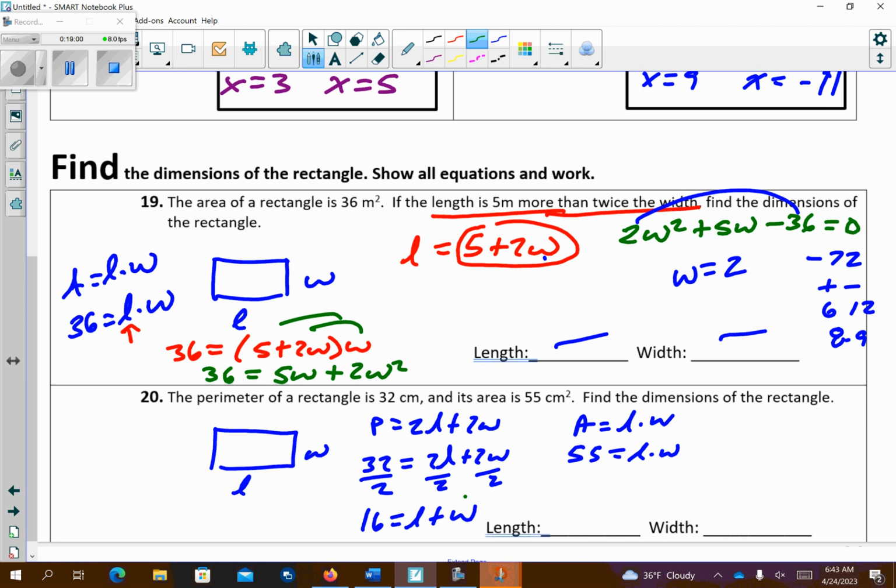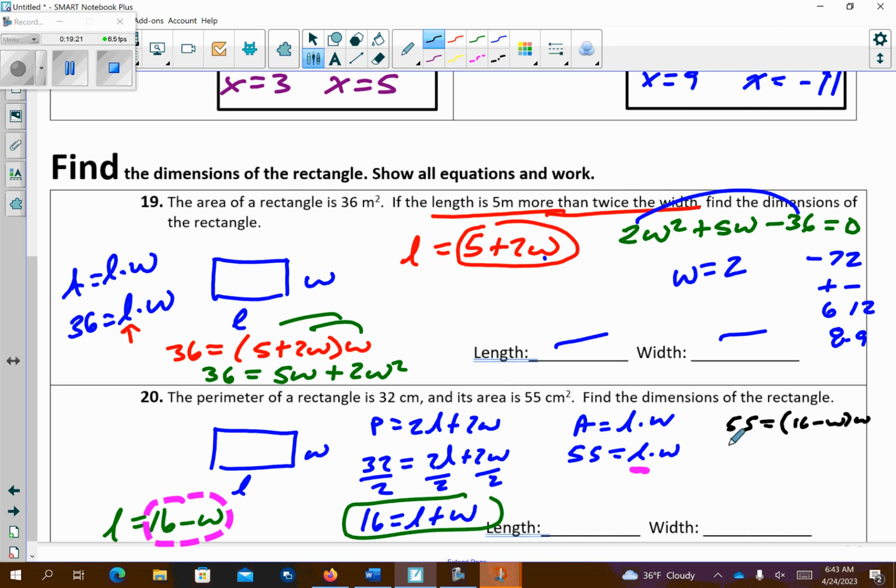Okay, so let's modify this one. Let's subtract W from both sides. And then I'm going to take this and plug it in right here. And hopefully this one will work out. Hopefully we check this. So we're going to get 55 is equal to 16 minus W times W. So that's going to give me W squared minus 16W equals 55. Let's subtract 55.